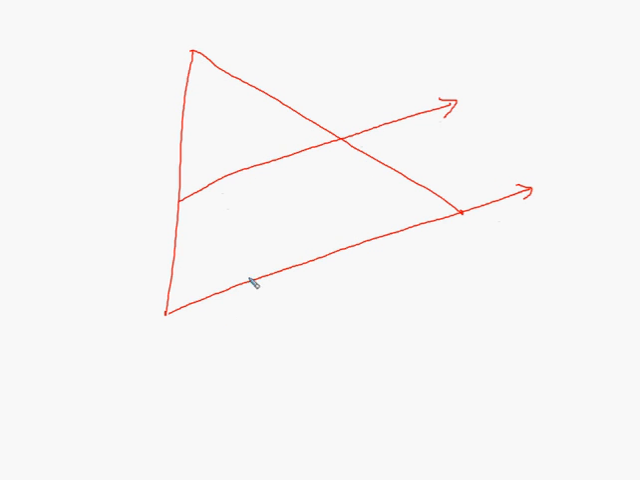All right, let's try this diagram. Like a food pyramid. Okay.